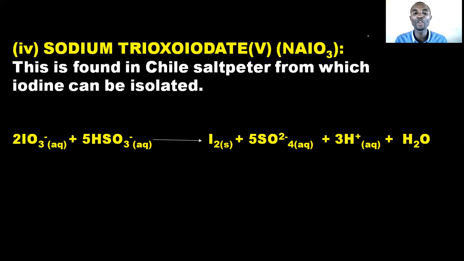You know, iodine, we got iodine in sodium triiodate 5. So through this particular combined state, iodine is being isolated, as in the case of this particular equation below. You can see that iodine solution is being isolated there and is being gotten as an element here. So these are the naturally occurring halogens.